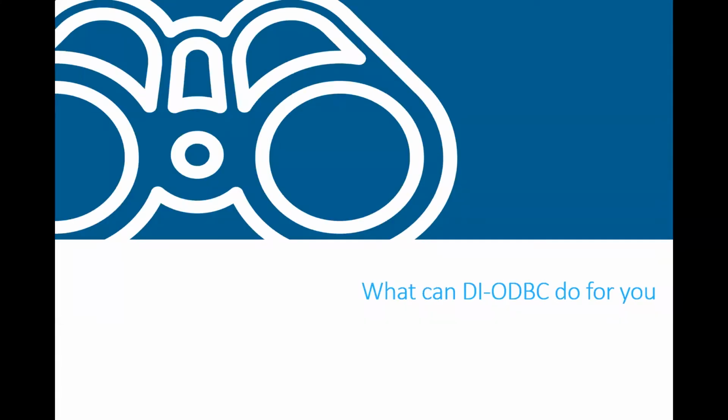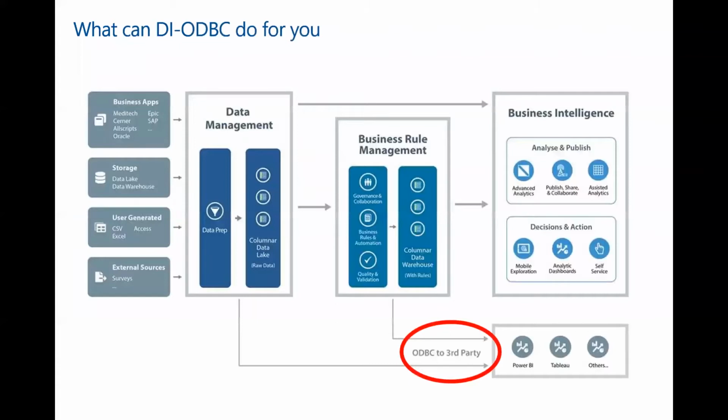So what can the DI ODBC do for us? Well, in our architecture, we allow for third-party ODBC connection into our data management and our business rule management systems. So we allow them into our CBases, but we can also allow them into our Measure Factory, so they can access the same data that Diver's own BI elements can access.